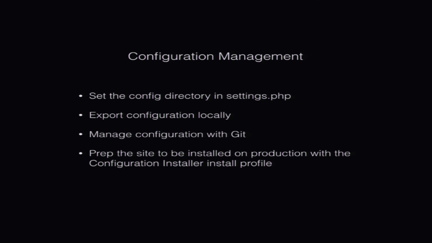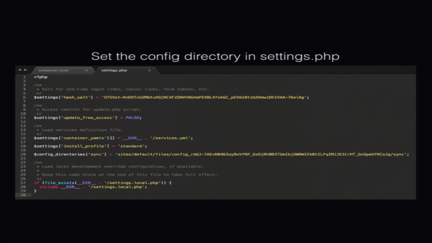Cool. So that's Composer and installing things. Let's talk about configuration management. First, we're going to set our config directory. We're going to export some configuration locally. We're going to use Git to push that up. And then we're going to basically use an install profile to make installation on production easier.